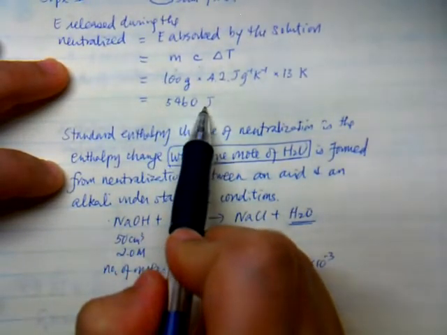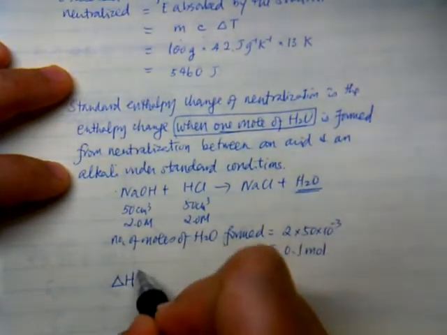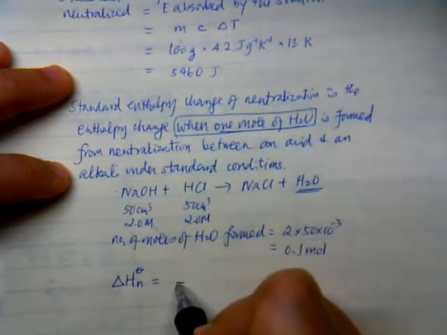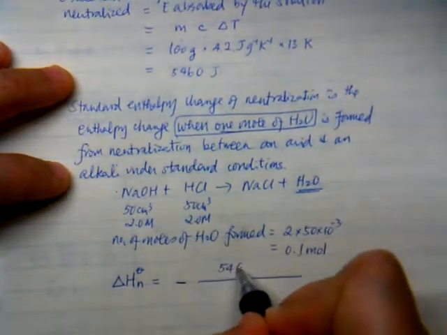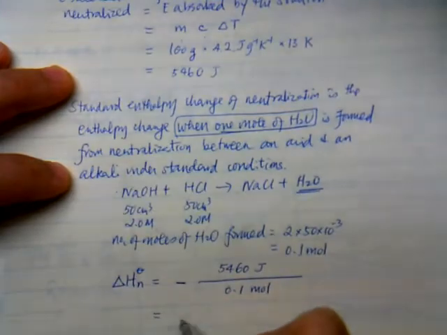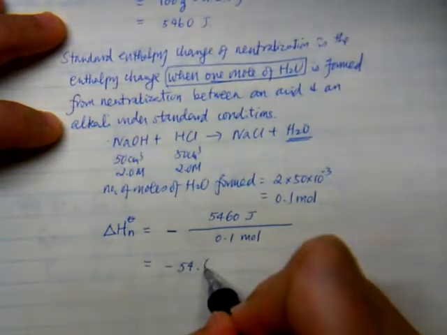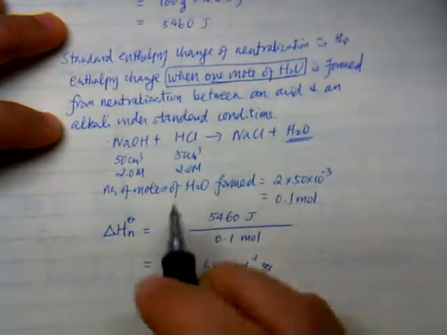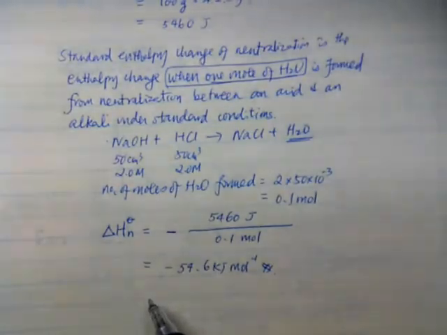Now, in other words, when 0.1 mole of water is formed, 5460 joule of energy is given out. Therefore, ΔH neutralization, bear in mind, heat is released, so you need to put a negative sign. Negative 5460 joule over 0.1 mole. Therefore, the answer is negative 54.6 kilojoule per mole. Understand? That is the standard enthalpy change of neutralization for experiment 1.